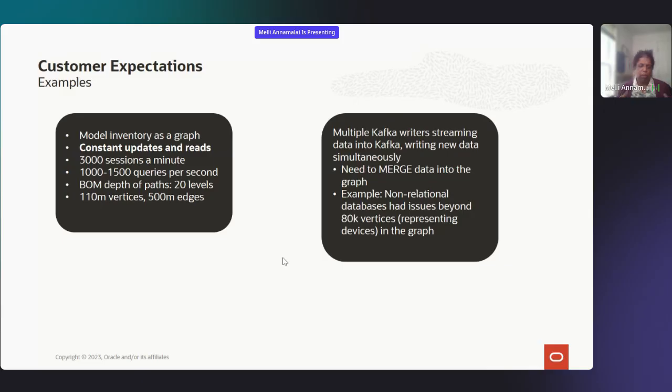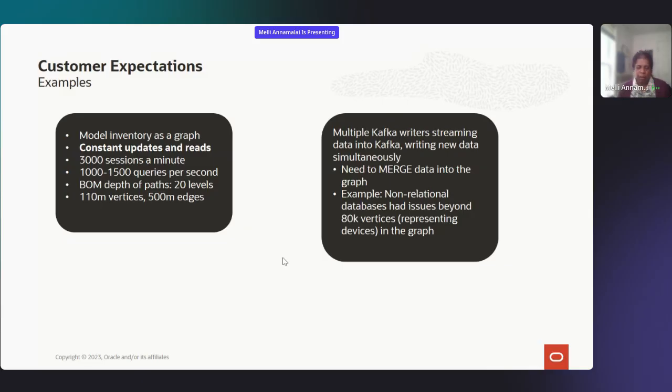You have a database, you are continuously getting an incoming stream of data, and you have to consistently update your data instantaneously so that the transactions can see this updated data instantaneously. And what has consistently been proven again and again in a variety of ways is that non-relational databases, that's when they start having some challenges. And just to take one example, in this case, somebody was working with lots of Kafka writers, and when they crossed 80,000 vertices in a graph, they began to have problems.